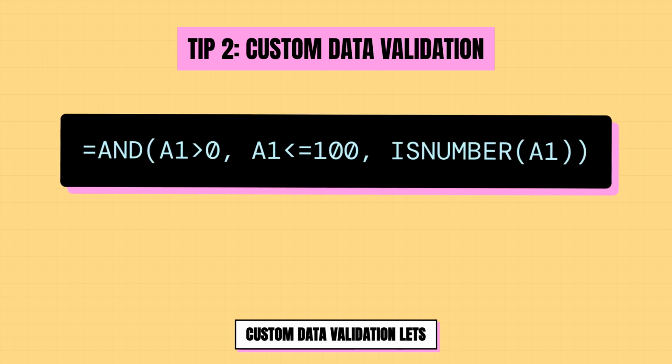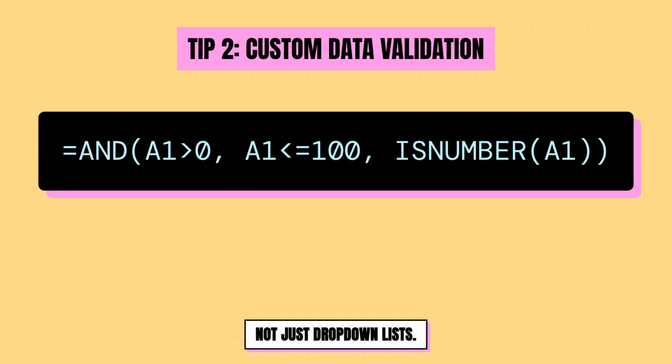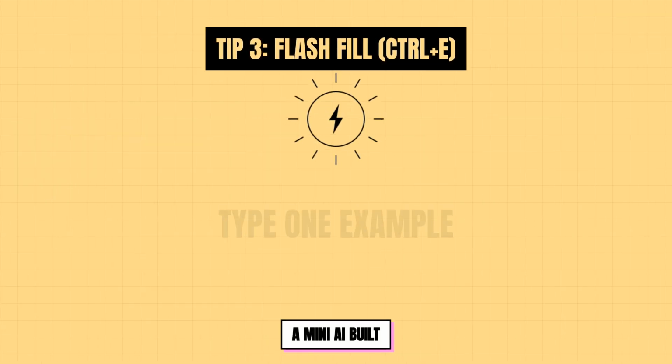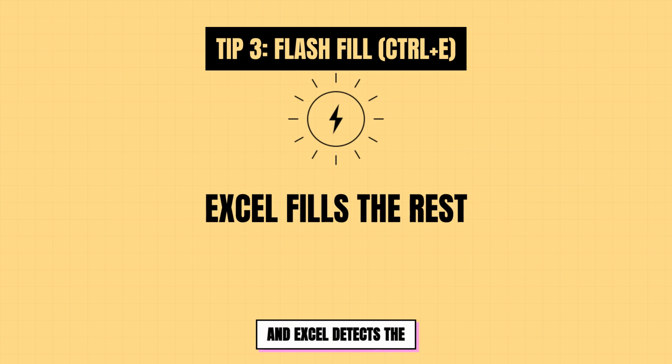Custom data validation lets you restrict cell input using any formula, not just drop-down lists. Total control over your data entry. Flash fill is like a mini AI built into Excel. Type one example, hit Ctrl-E, and Excel detects the pattern to fill the rest.